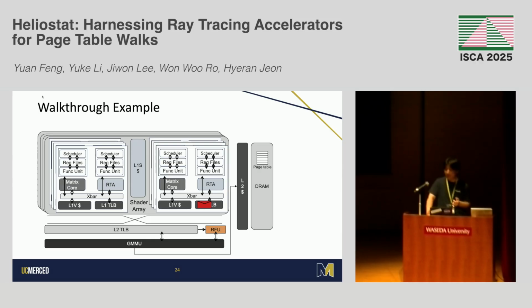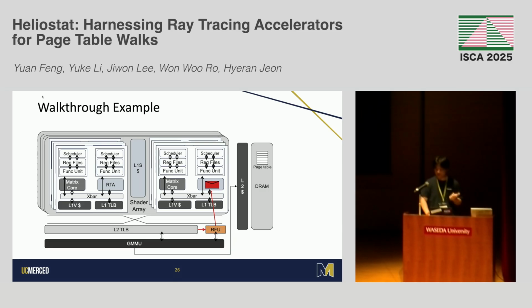Suppose that we have an L1 TLB miss that will be delivered to the L2 TLB, and it reached the L2 TLB, then let's suppose it's also a miss. But instead of directly sending it to the GMMU for translation, we will first send it to the RFU. Then the RFU will check the availability of GMMU page table walkers. If the page table walkers are available, then the request will be sent to the GMMU. However, for this example, let's consider the GMMU is busy, and the RFU will send the translation request to the requester CU.